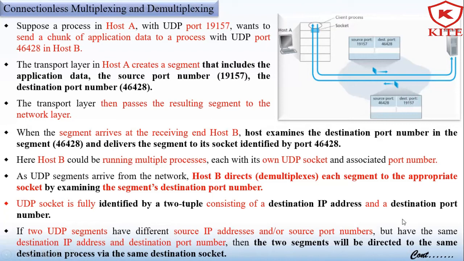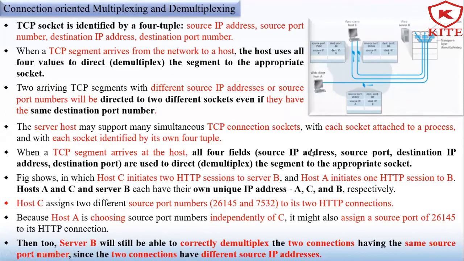So if two UDP segments have different source IP addresses or source port numbers, but they have the same destination IP address and destination port number, then the two segments will be directed to the same destination process via the same destination socket. This is the basic process of how multiplexing and demultiplexing work in connectionless services. Now let's talk about multiplexing and demultiplexing in connection-oriented services.